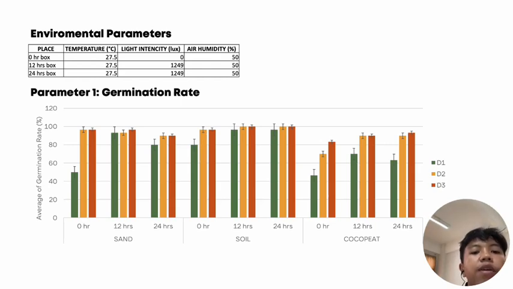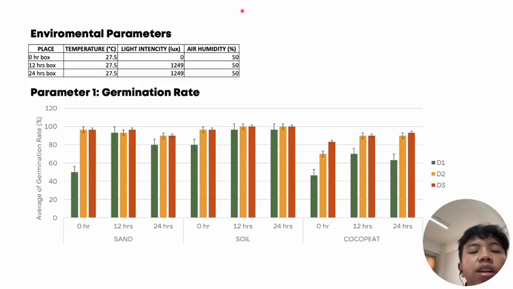Okay, we have the environmental parameters. That is so important because we need this to make a consideration about interpreting data, and we have the same temperature and same air humidity, and we have different light intensity because we have different treatment on light intensity and light duration.